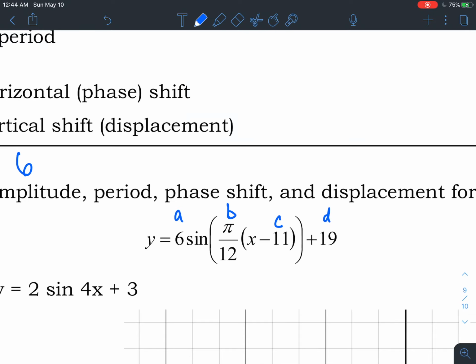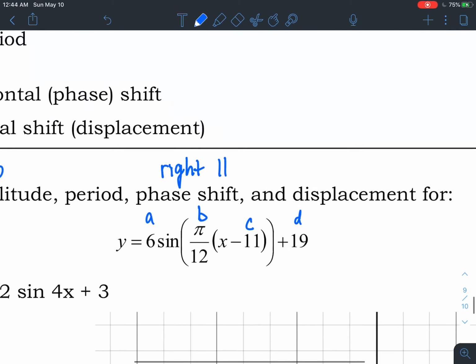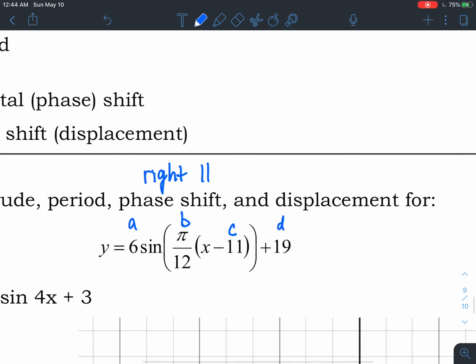My phase shift, -11, would actually be to the right 11, right? Because inside is opposite. My D value tells me my displacement. That's my vertical shift. So my displacement would be up 19.